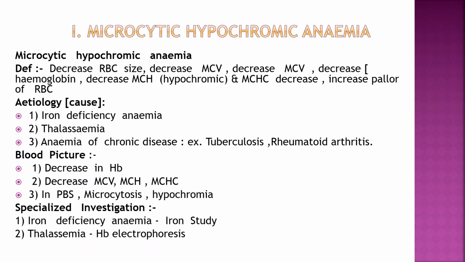Special investigations are done for confirmation. For iron deficiency anemia we can do an iron study, in which serum iron, serum ferritin, percentage saturation and TIBC can be done. For thalassemia we can do osmotic fragility, fetal hemoglobin and the confirmatory test, that is hemoglobin electrophoresis.